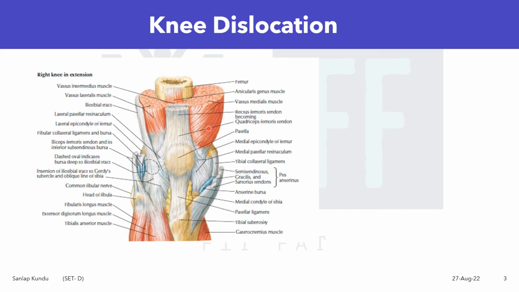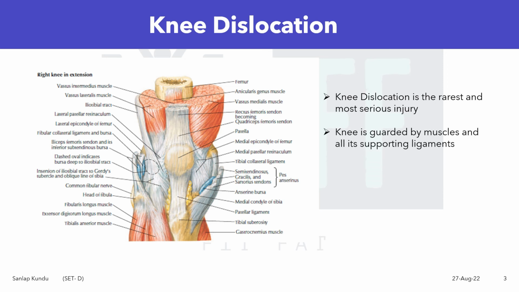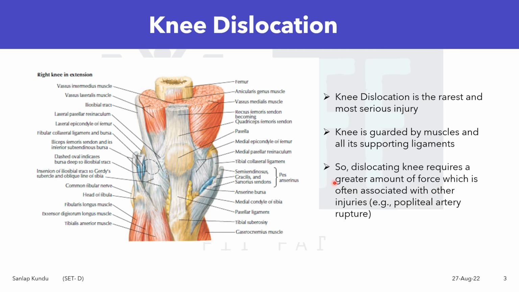So in this figure you can see the whole knee joint is guarded by various muscles and their tendons and also these retinacular structures. So knee dislocation is the rarest and the most serious injury. Knee is guarded by various muscles and all its supporting ligaments. You can see that from the picture. So dislocating the knee joint requires a greater amount of force, which is often associated with other injuries like popliteal artery rupture.